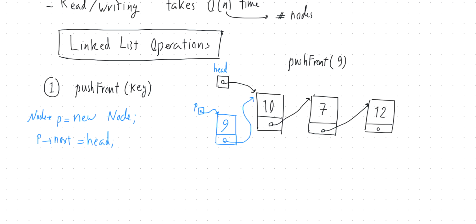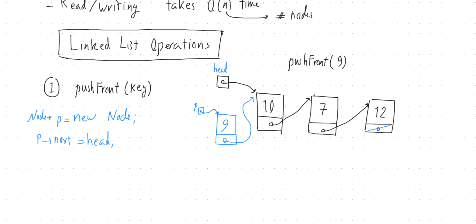So now this is my first node, this is the second node, third node, and fourth node, and this is null. Now, the final thing to do here is that since this blue node is the new node, it is the first node now, right?